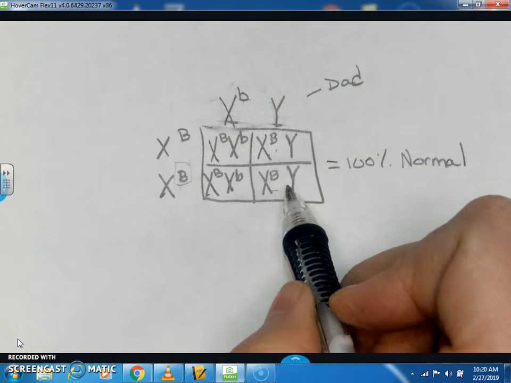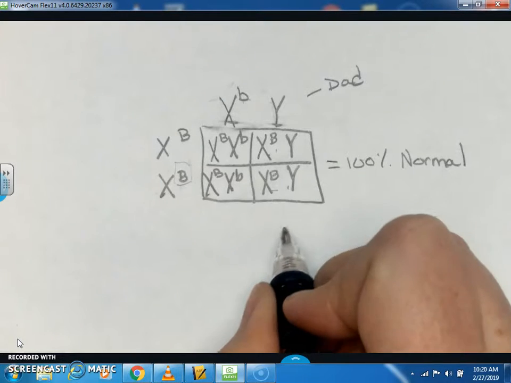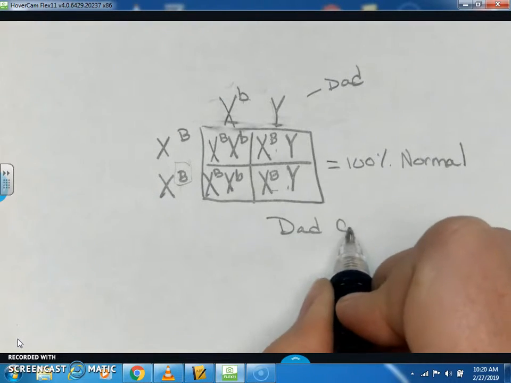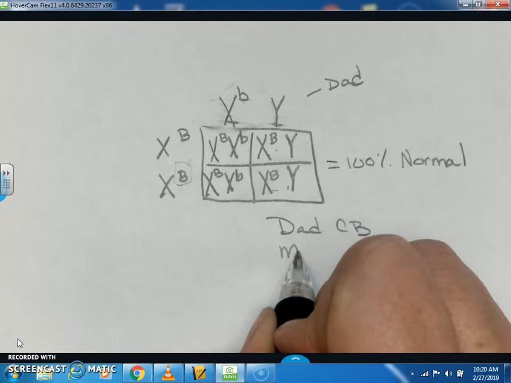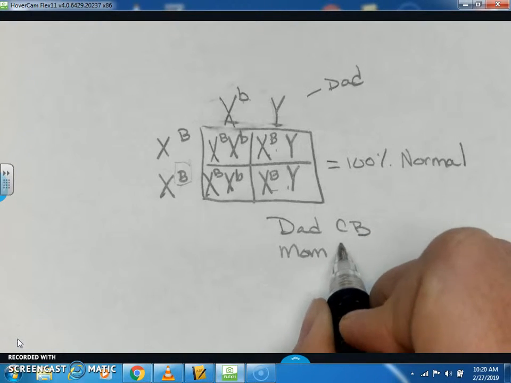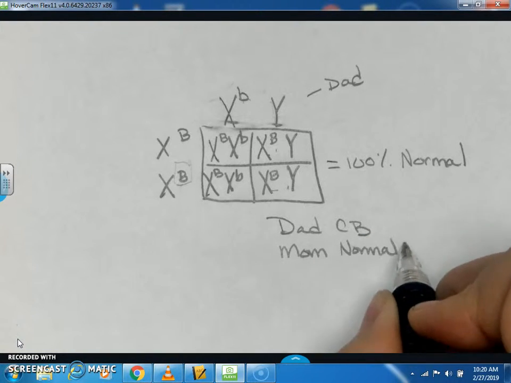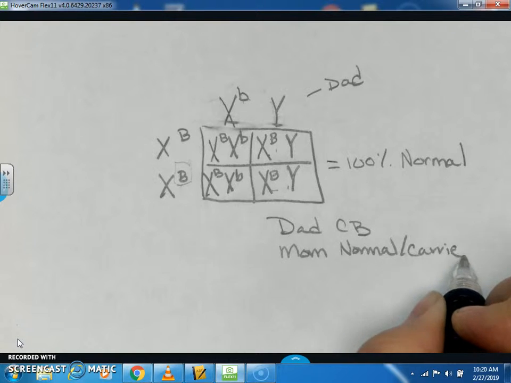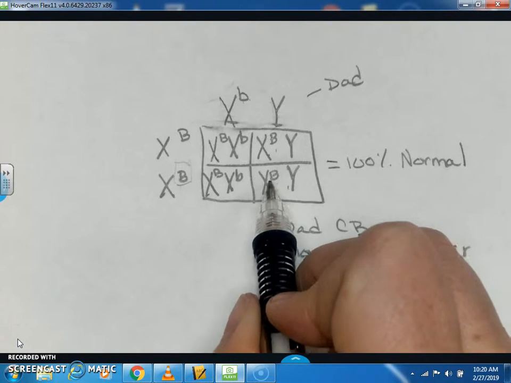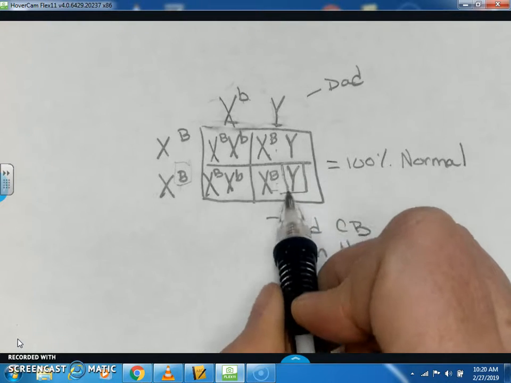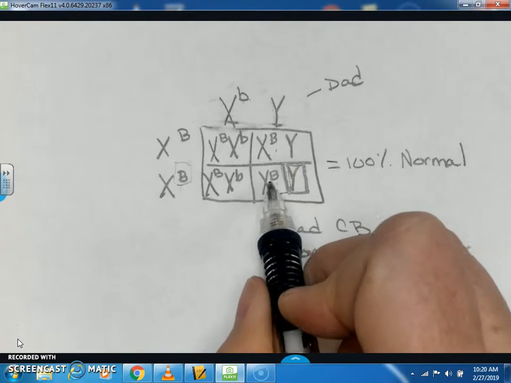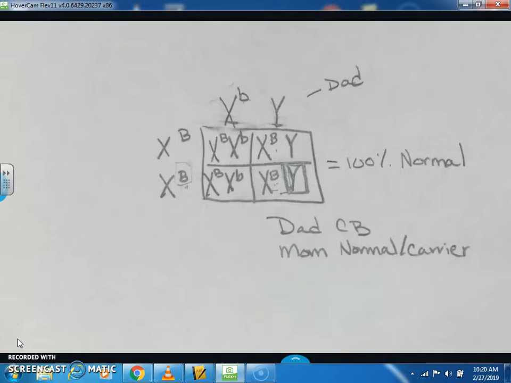So if you have a boy who's colorblind, that's because his dad is colorblind, and his mom, if she's normal, she has to be a carrier in order for the boy to be colorblind. Because remember, boys don't get colorblind from dad. They get colorblind from mom. So she had to have been a carrier.